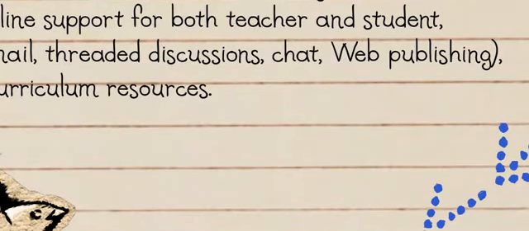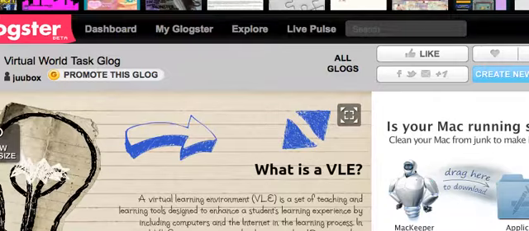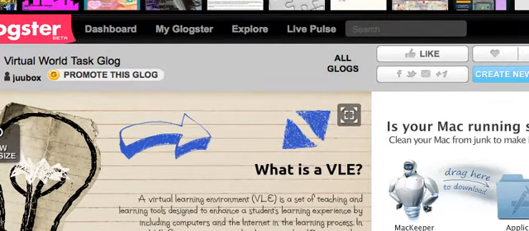So the last question is, what is needed to use a VLE? To use a VLE, one needs to be registered with the institution providing the VLE service. Eventually, one will need to create an online account bearing a username and a password in order to participate within the environment. I hope I answered all your questions, Charmaine.